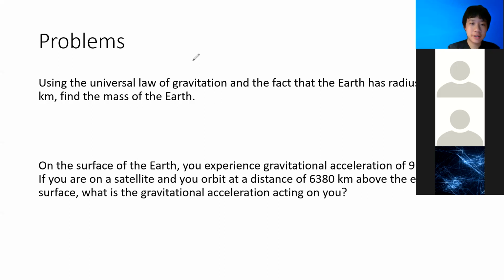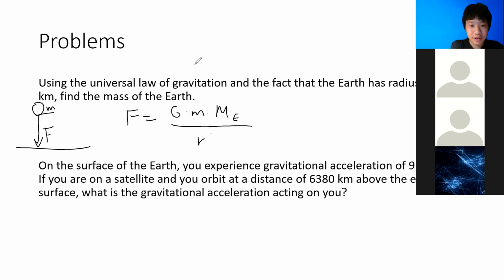Using the universal law of gravitation and the fact that Earth has a radius of 6,380 kilometers, find the mass of the Earth. First of all, let's name an arbitrary mass, maybe a ball or an apple. Let's label this small m. Some kind of gravitational force is going to pull it down, and we can define this force using the universal law of gravitation: G times whatever this mass is, times the mass of the Earth, which I'll label M_e, over the distance r squared.